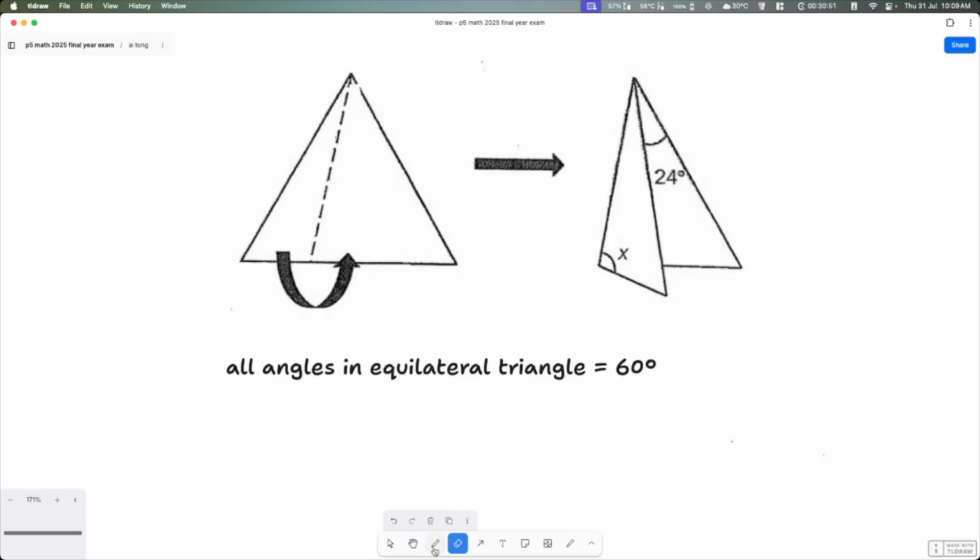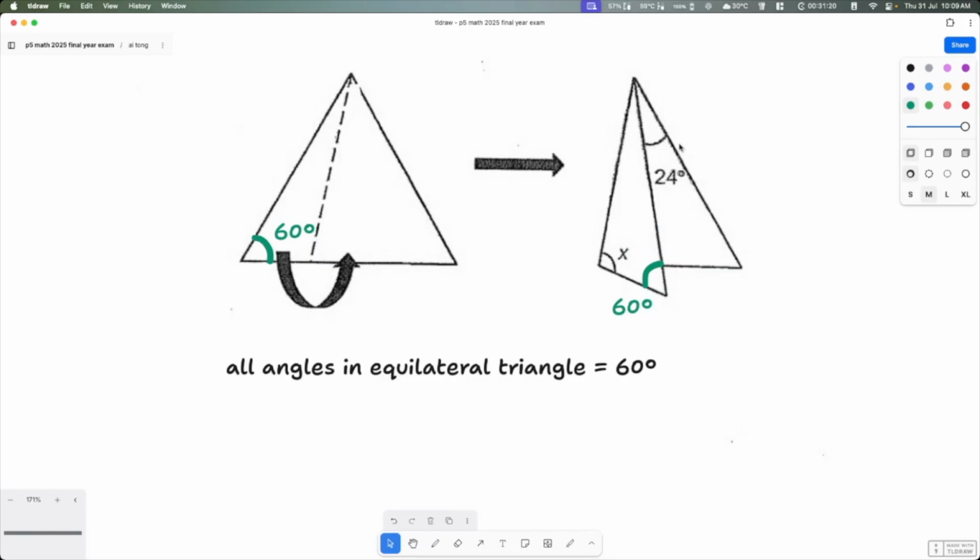Okay, let me erase this first. Let me draw a different color. If this is 60, so I'm going to write here 60 degrees. Okay, so if this is 60, then that means when you fold, this is also 60, right? There you go. So now we know that this is 60. I'm just going to put the 60 here outside. So now we have x.